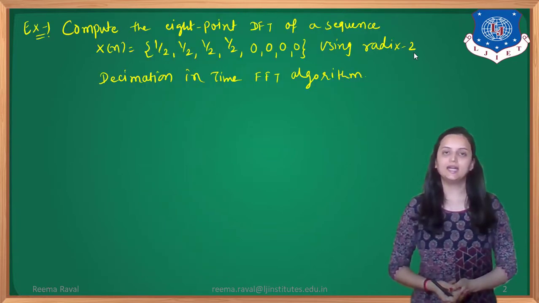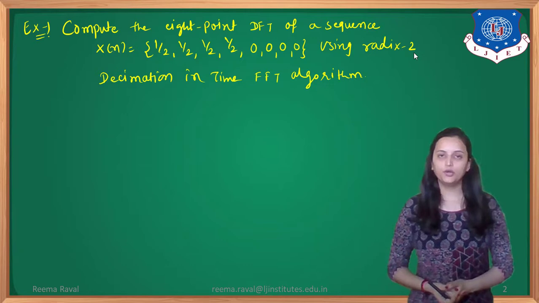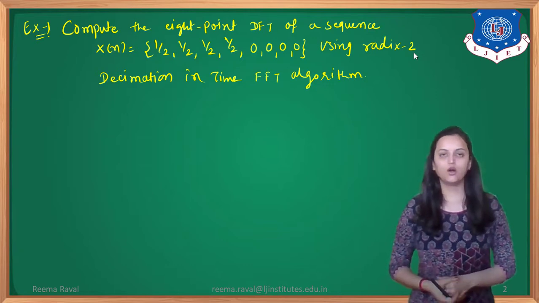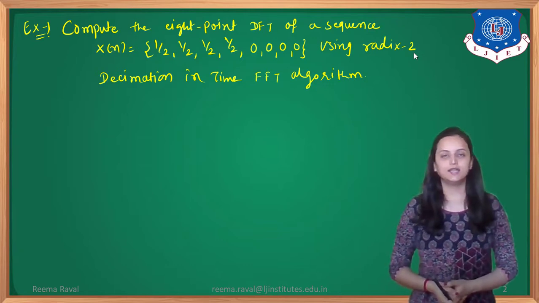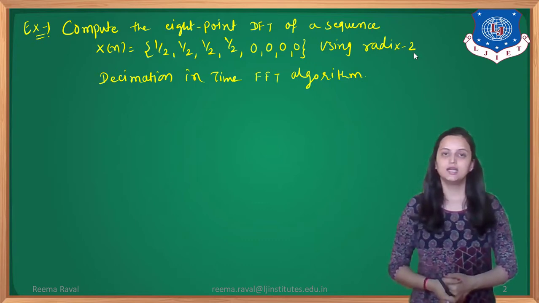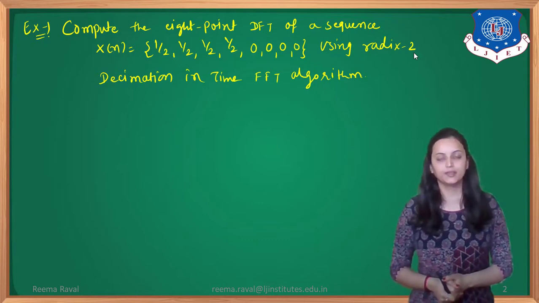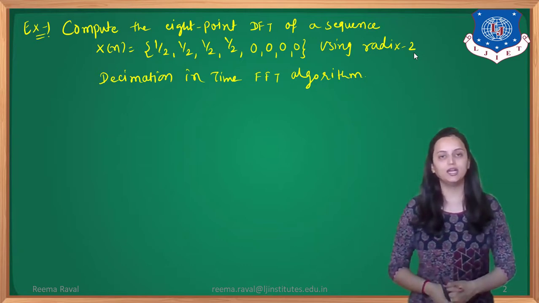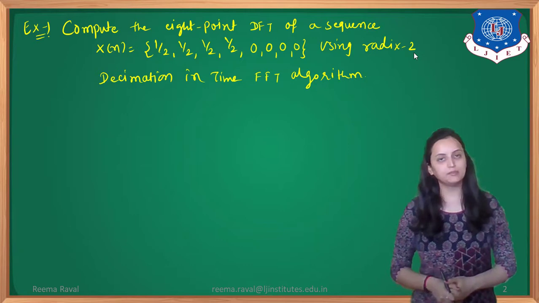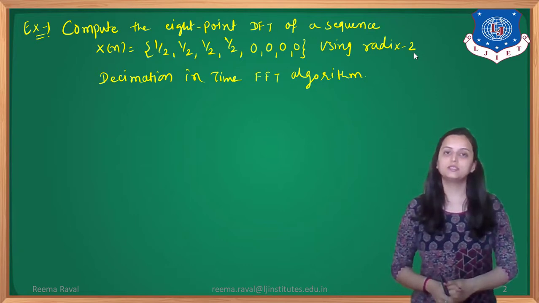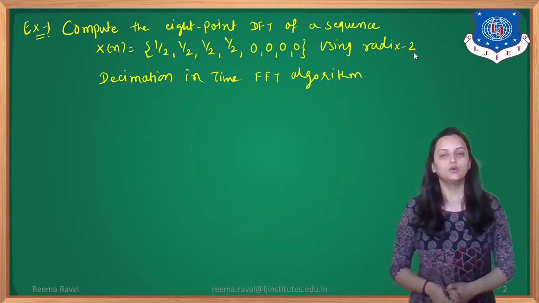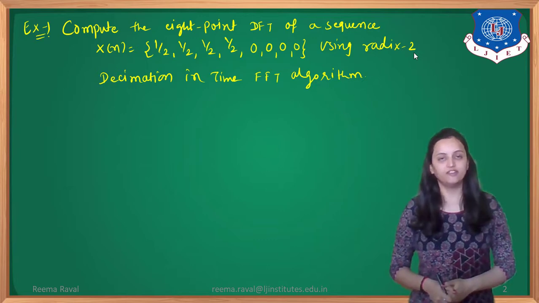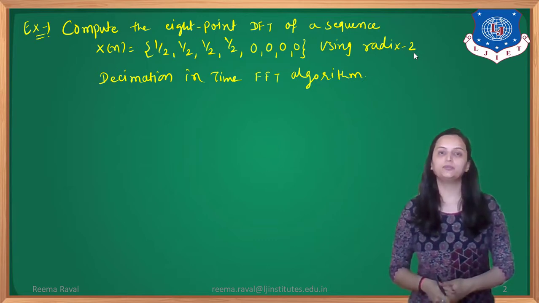So here the data given to us is to compute the 8-point DFT of the sequence x of n equals 1 by 2, 1 by 2, 1 by 2, 1 by 2, 0, 0, 0, 0. That means here capital N equals 8, that is an 8-point DFT, where the values are 4 times 1 by 2 and 4 times 0. Using the radix 2 decimation in time FFT algorithm, we have to compute the 8-point DFT for this given sequence.